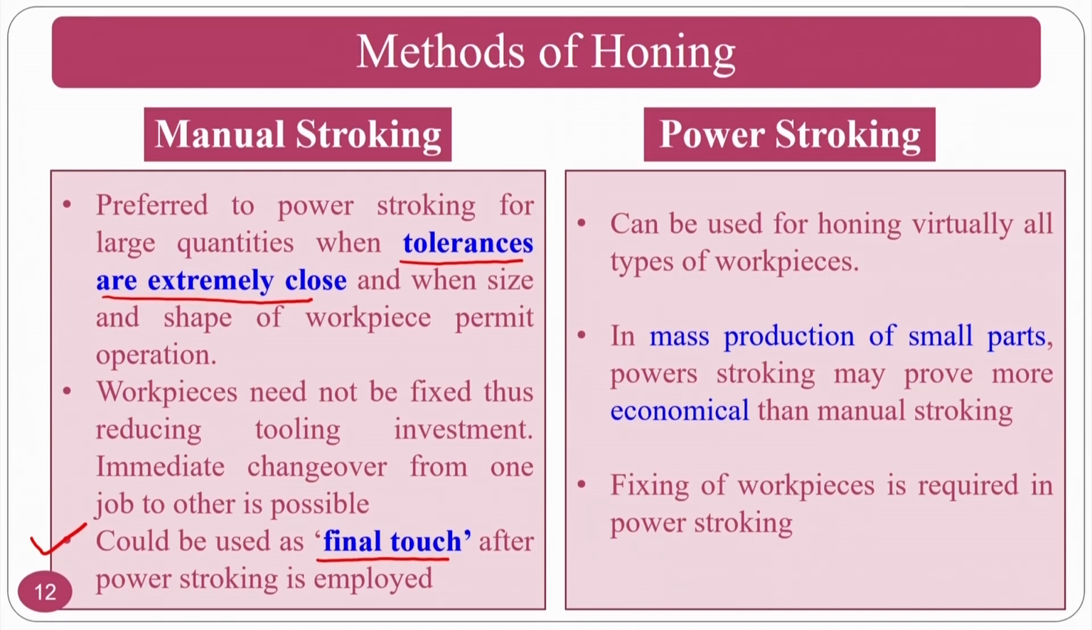Okay. If you see the power stroking, it is used for mass production of small parts, and this is economical because if I want to make a single component in thousands or lakhs of pieces, then you just load the workpieces and do the power stroking method of honing process. So that will be economical, and if you require a customized product, always you have to go for manual stroking method with an experienced staff.